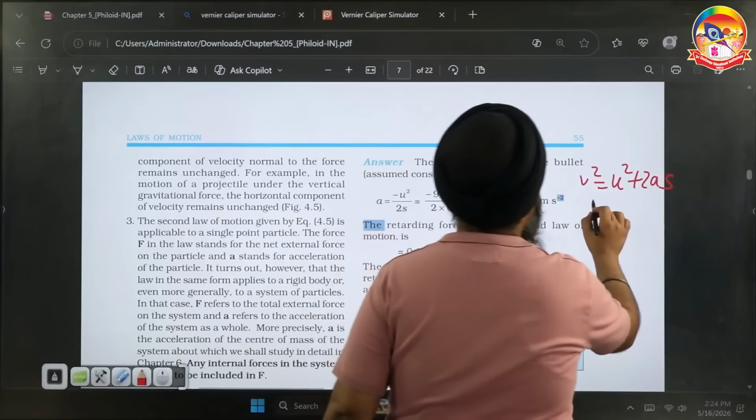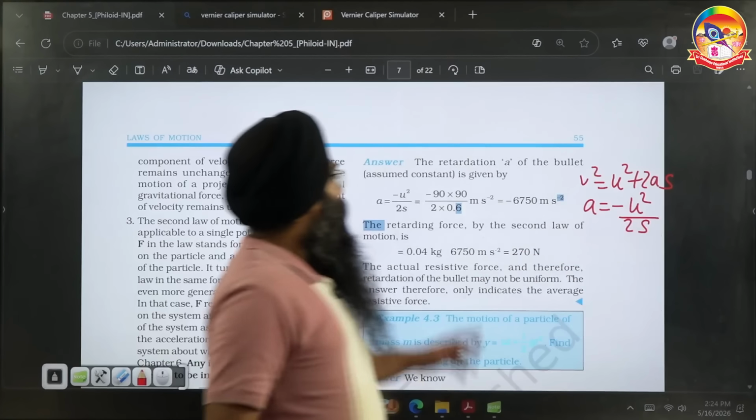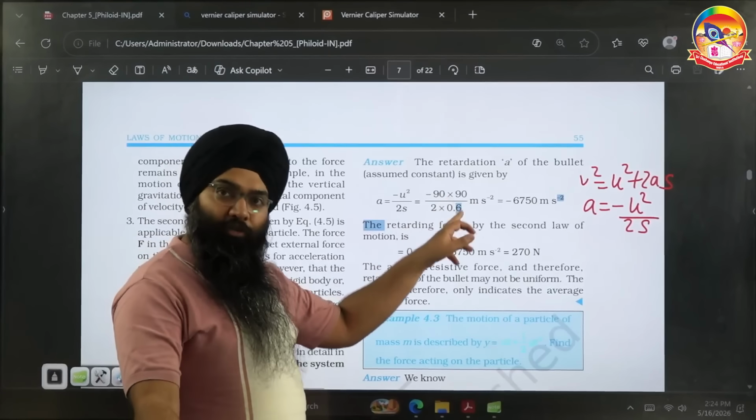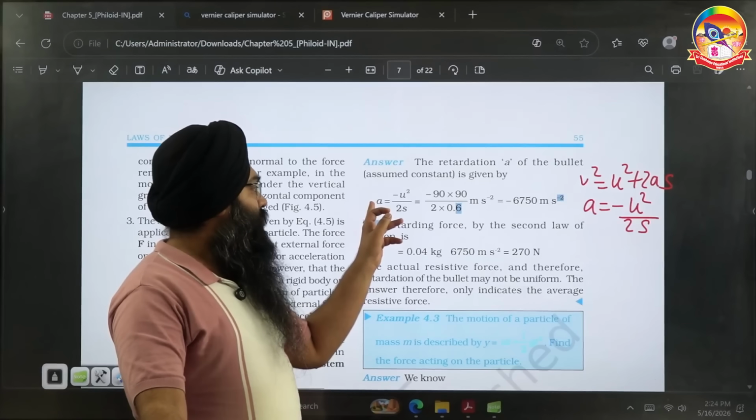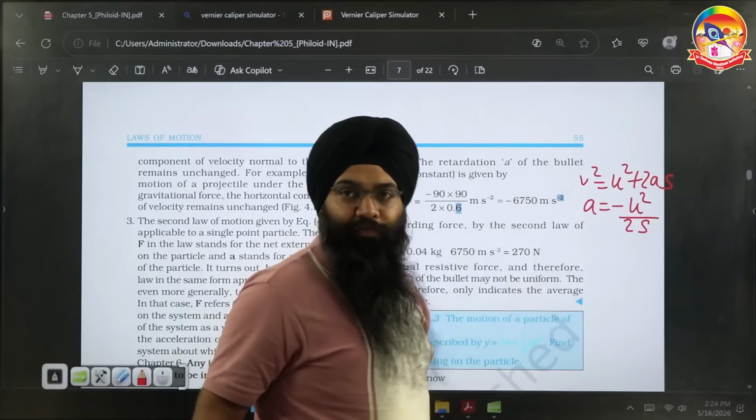So acceleration can be written as minus u square divided by 2s. u is already known to you, the initial velocity. The acceleration is what you want to calculate, and the distance is also known to you. You will solve it, and you will get the acceleration value.